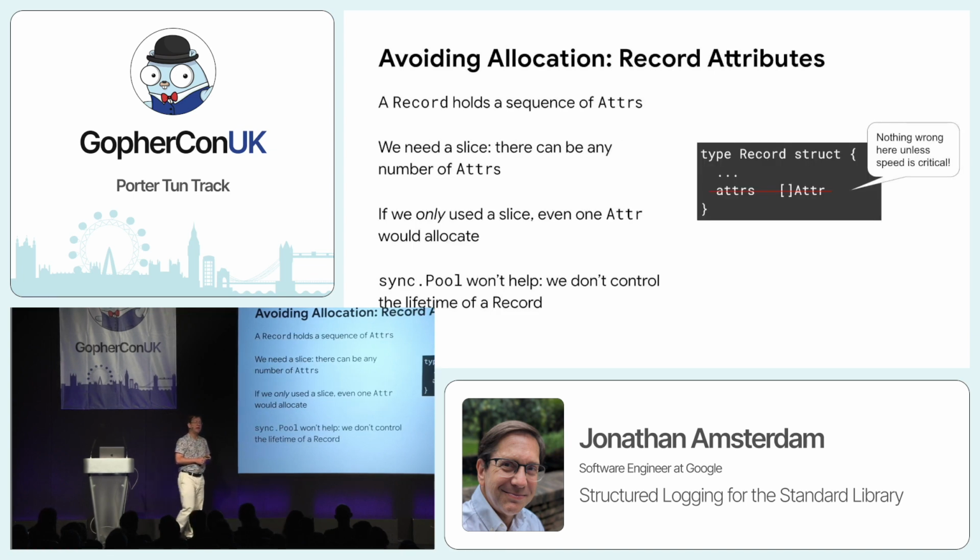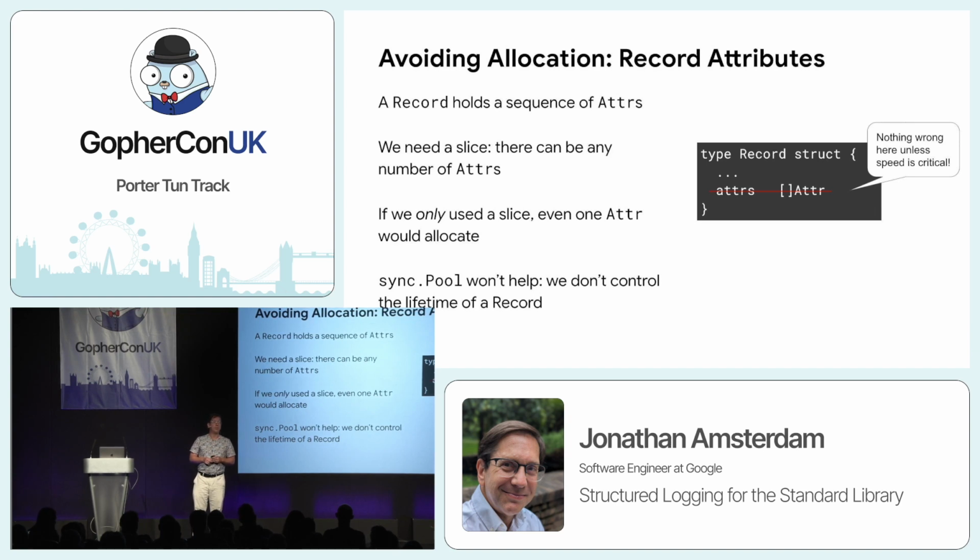Now, inside that record, as I said, there must be a slice of Attrs, because you could provide any number of attributes or key value pairs that you wanted in your log call. We know that slice has to be there. And indeed, normally that's fine. That's all you need. You should ignore that red line. Just use a slice. Perfectly fine. But if you care about memory allocation, you want to be more clever.